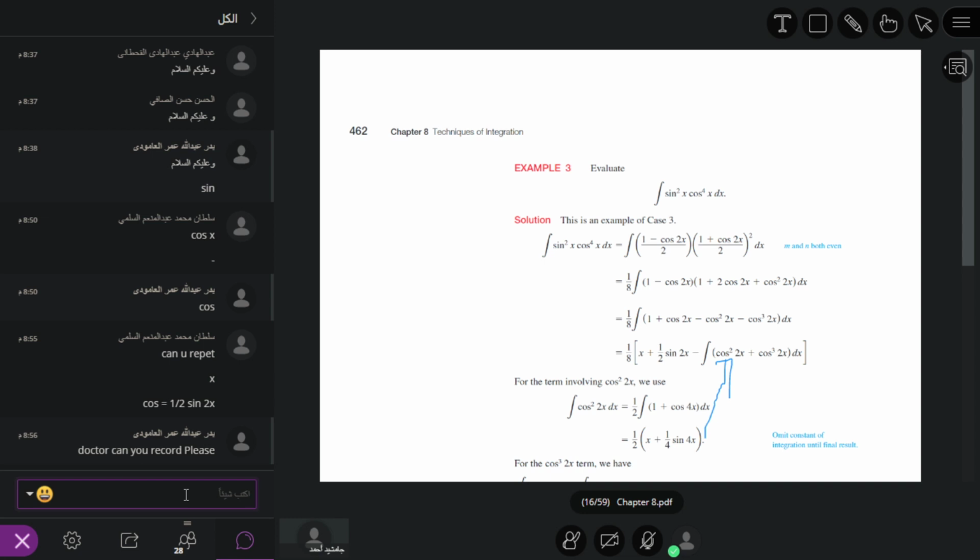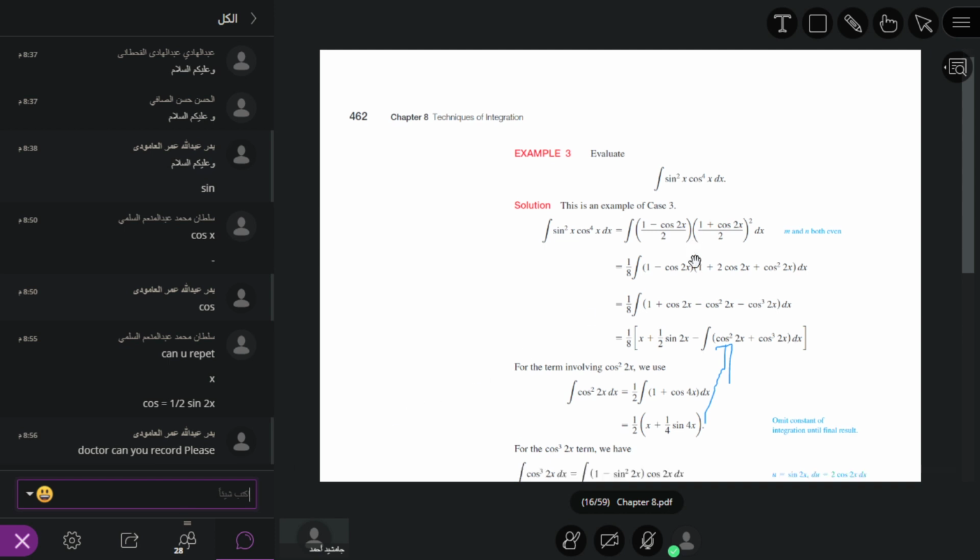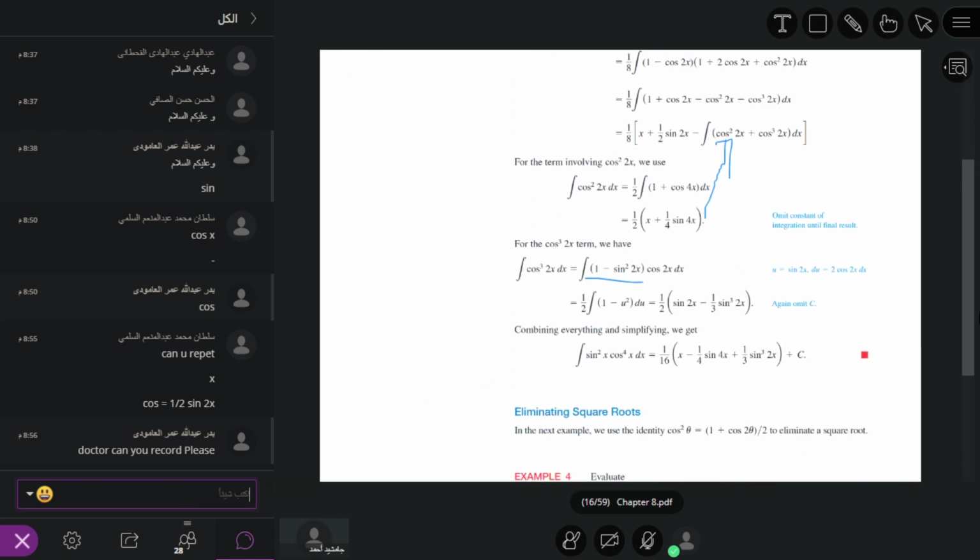Then what will be the remaining? The remaining will be cosine square 2x, so we convert it into 1 minus sine square 2x. Then we use u is equal to sine 2x. Whenever we use this, we get the following: 1 minus u square du. Now what is the integral of 1? It is u.